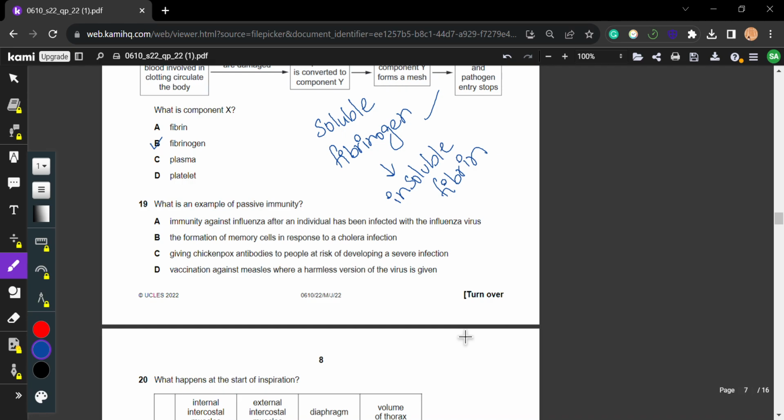Let's just look at option D, vaccination. Now vaccination is a very common example of active immunity. So it's definitely not D. You should know the difference between active immunity, passive immunity, and examples for it as well.